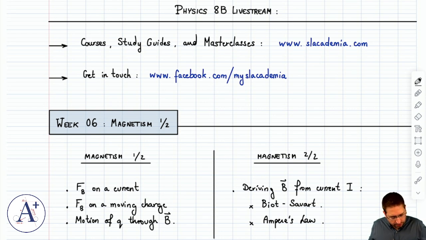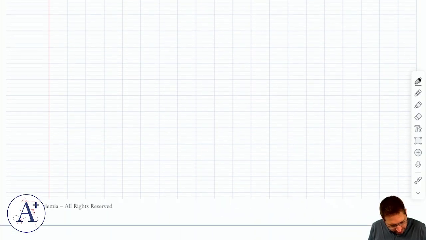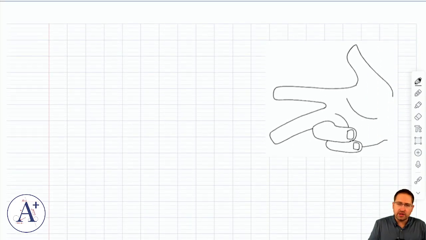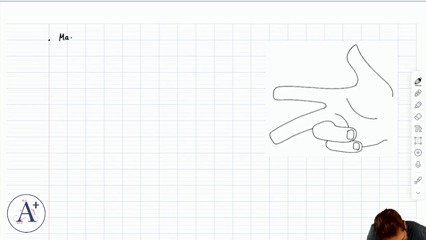All right, so I'm going to start with the current. I know usually we start with the magnetic force on a moving charge, which would make sense because current is a bunch of moving charges. But I want to start with current because I want to group together the magnetic force on a moving charge with how that charge will then move through a magnetic field. Okay, so just as a quick recap before we do some problems, we're going to look at the magnetic force on a current.